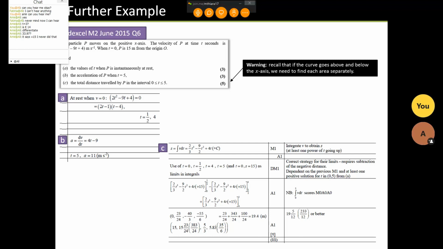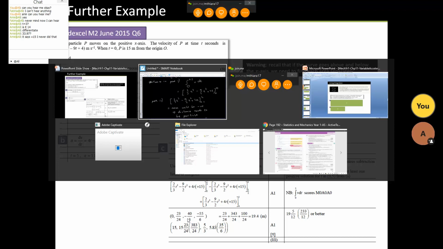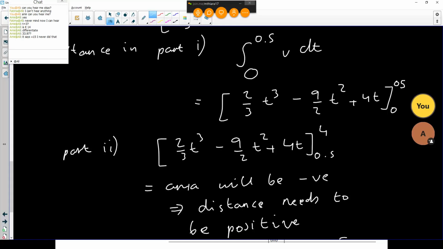Right, I'm going to work with you on this so that I'll make sure everything is correct. Right, okay. So for this integral here, you get 23/24. So the distance travelled between 0 and 0.5 seconds is 23/24.